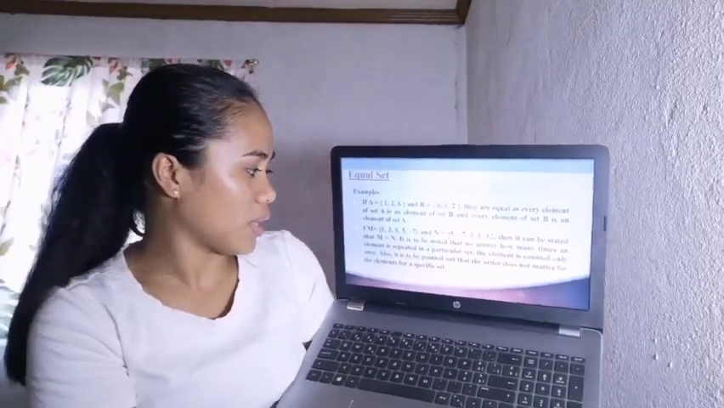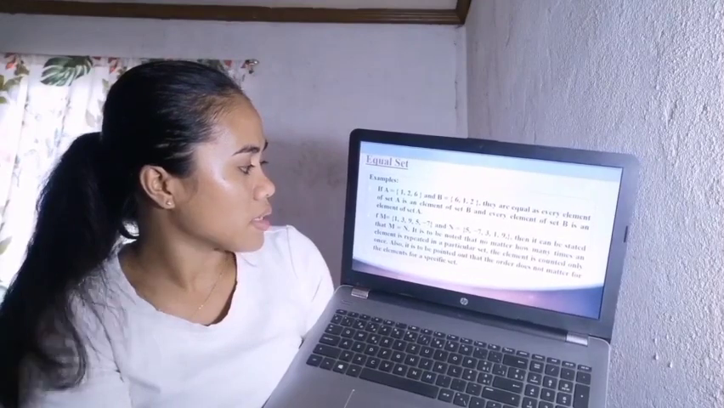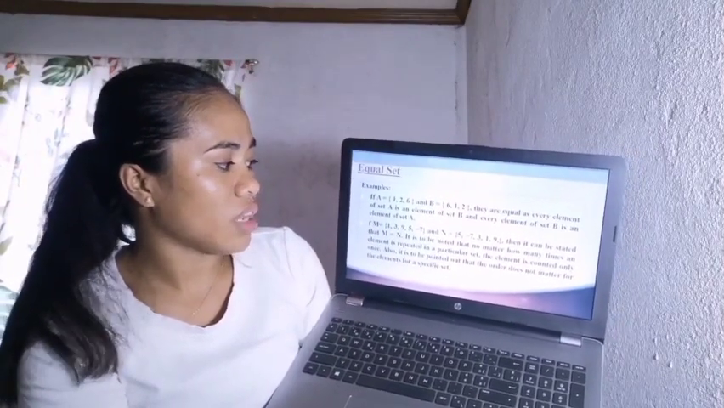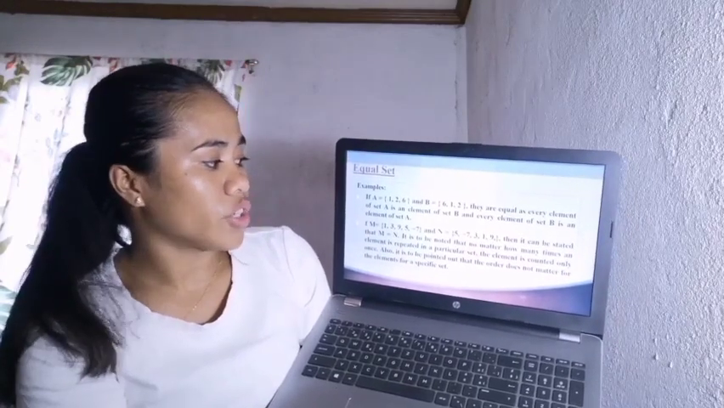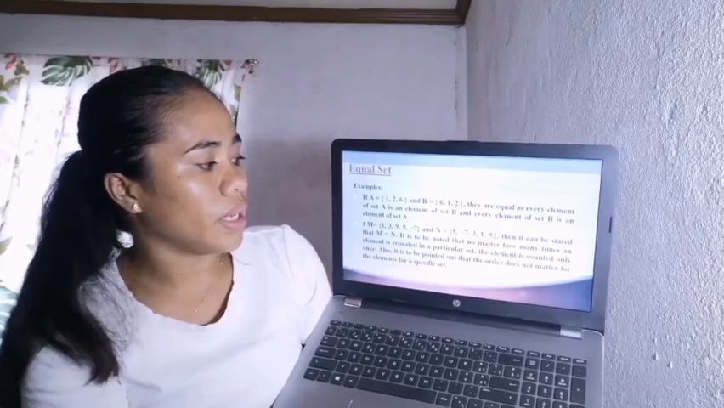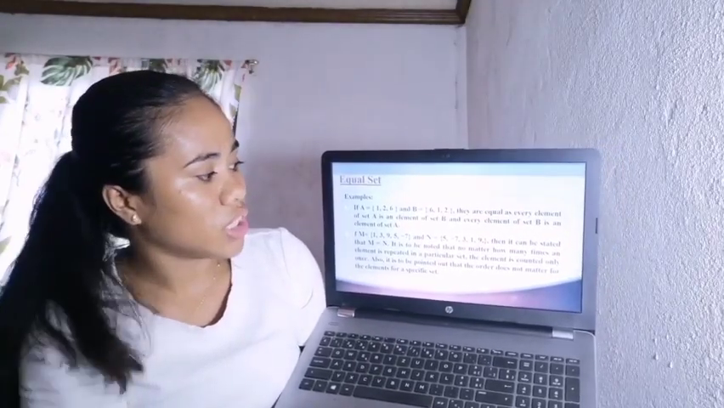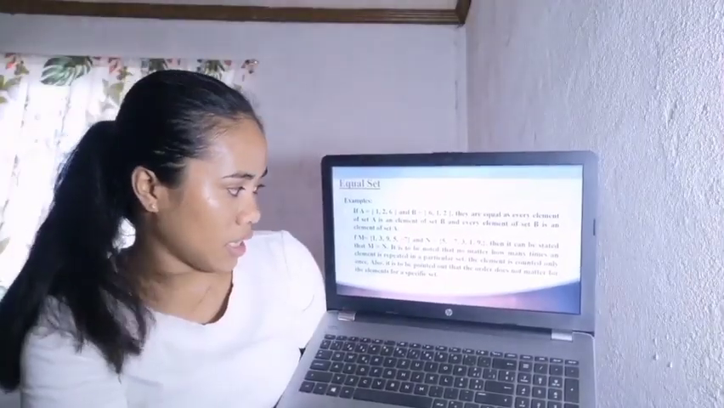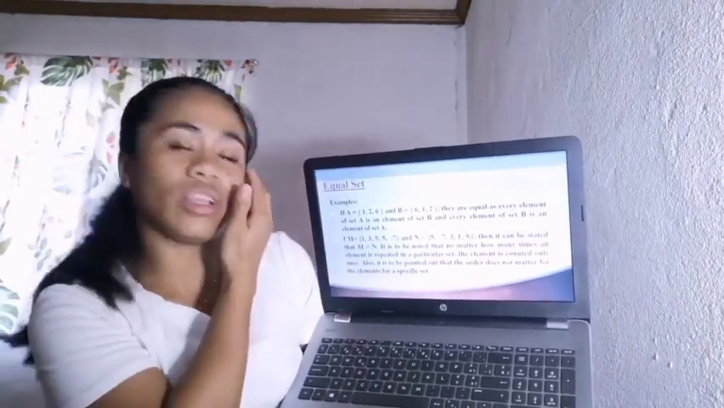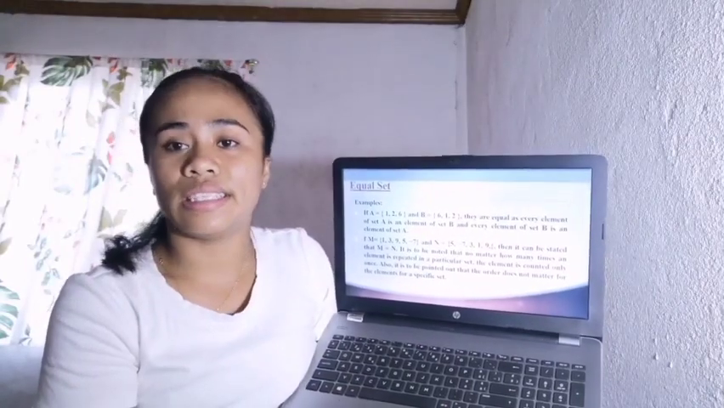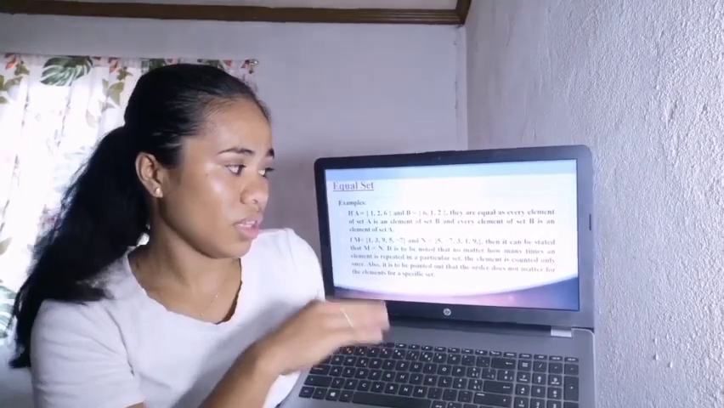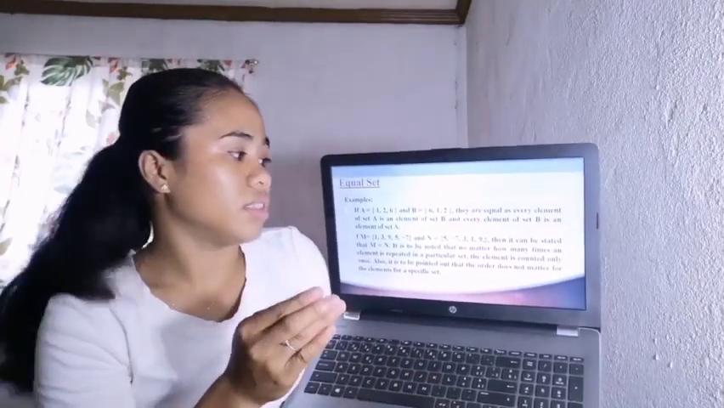So, we have here another example. If set M is 1, 3, 9, 5, negative 7, and set N is 5, negative 3, negative 7, 3, 1, 9, then it can be stated that M is equal to N. Because same as example number 1, we have the same cardinality and elements inside of the set.